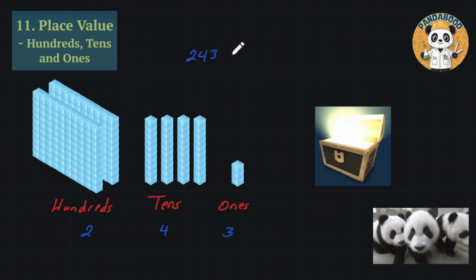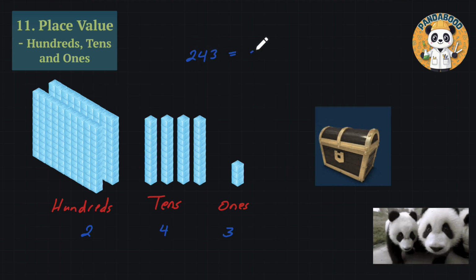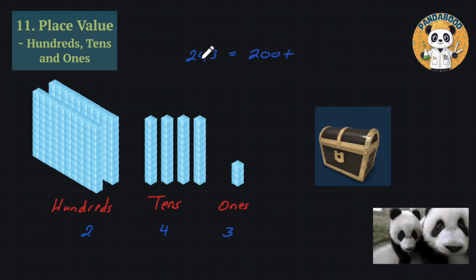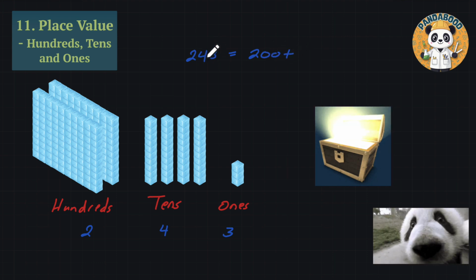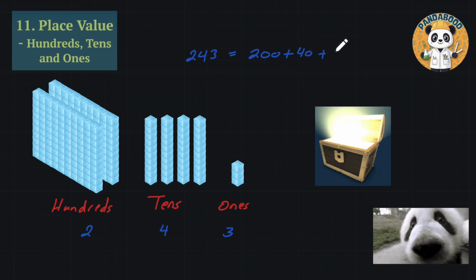And we can write this, we can expand it like this. You start with the biggest one, this is 200, plus the next place is 4 in the tens, so 4 in the tens is 40, plus 3.